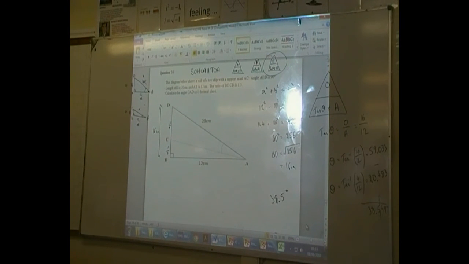Okay, it's a complicated one, and realistically it's for the higher sets who've actually done trigonometry in detail.